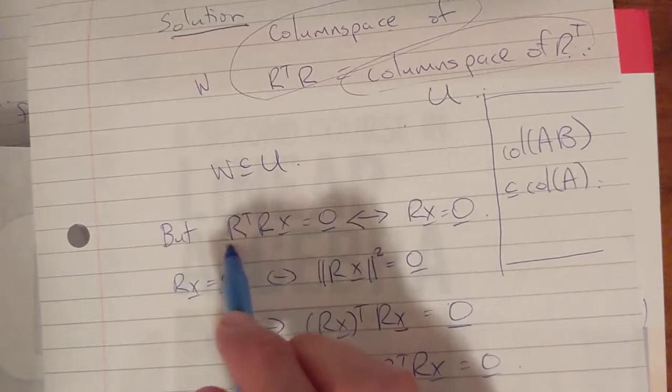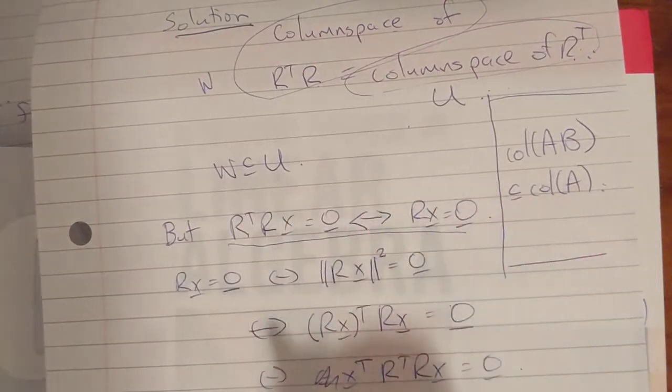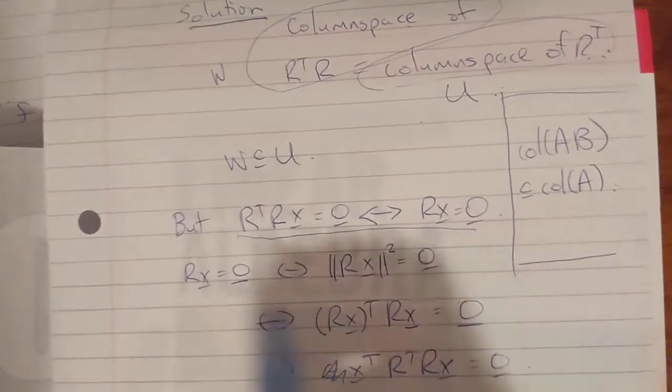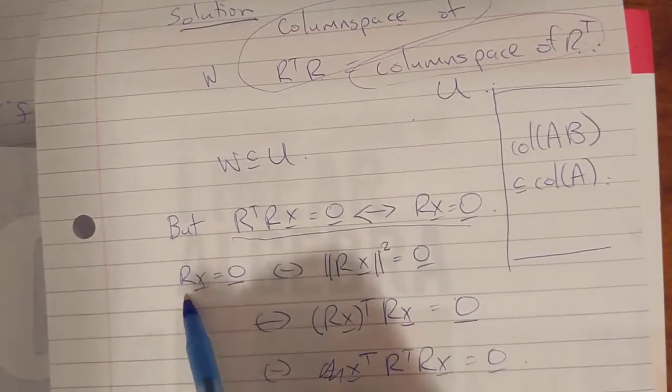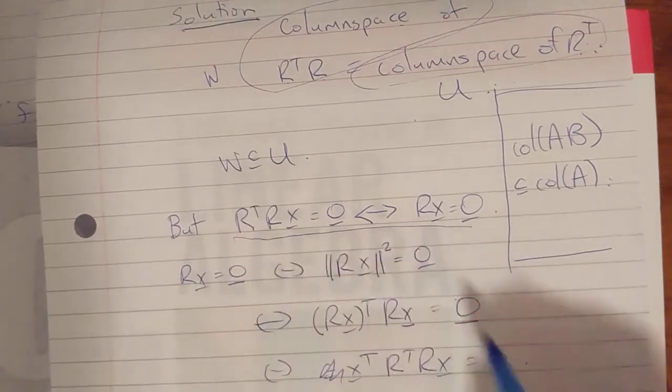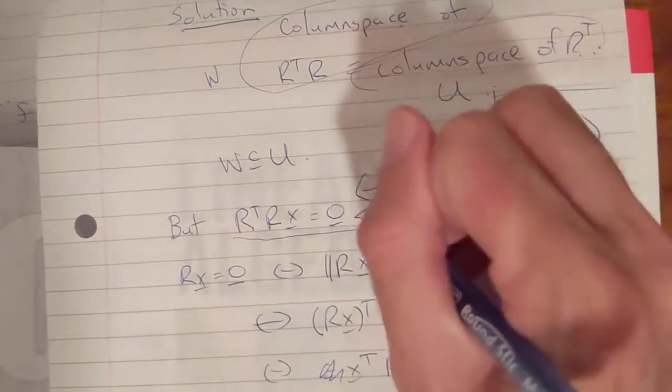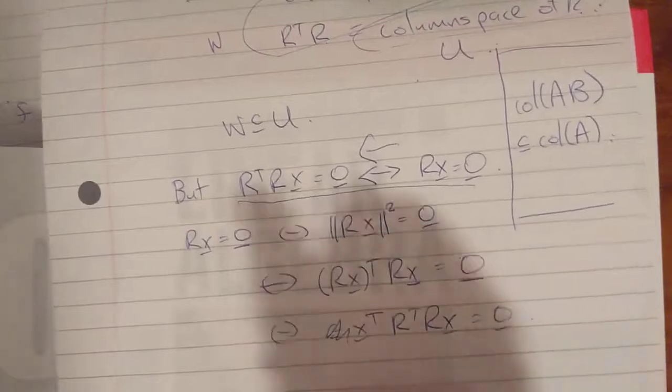So basically what we want to do is show this. If we know that Rx equals 0, then it is immediate that R transpose Rx equals 0. So we have this direction. Easy.